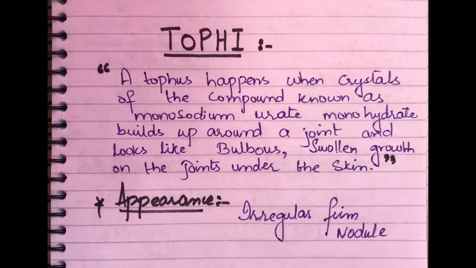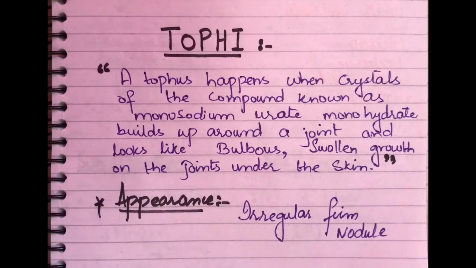Today we are going to discuss tophus formation, or what are tophi, and the difference between tophi and the rheumatoid nodule. So what is basically a tophus? Tophi is its plural. A tophus happens when the crystals of the compound known as monosodium urate monohydrate build up around a joint and look like a bulbous swollen growth on the joint under the skin.